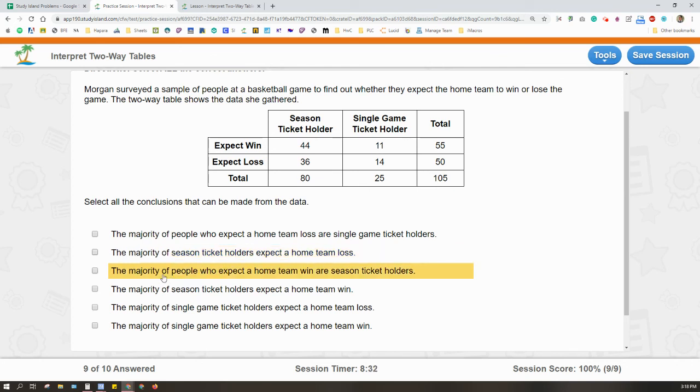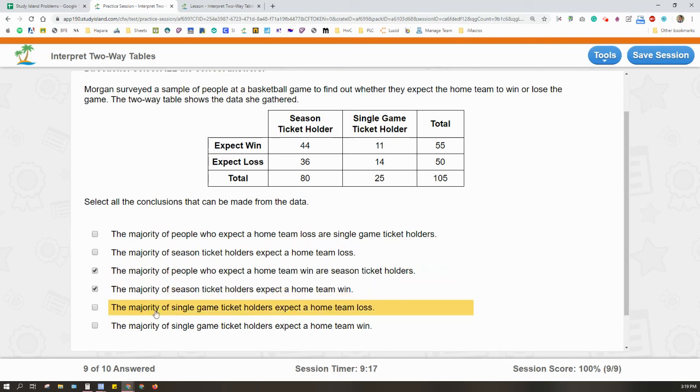Third statement, the majority of people who expect a home team win are season ticket holders. Okay, let's go to the expect a win row. There are 55 that expect a win. Is that true? We got 44 out of the 55 that expect a win are season ticket holders. So that works. Next, a majority of season ticket holders expect a home team win. Absolutely. That's what we just determined a little bit ago. There's 80 season ticket holders and 44 of them expect a win. That is a majority. 44 out of 80 is a majority.